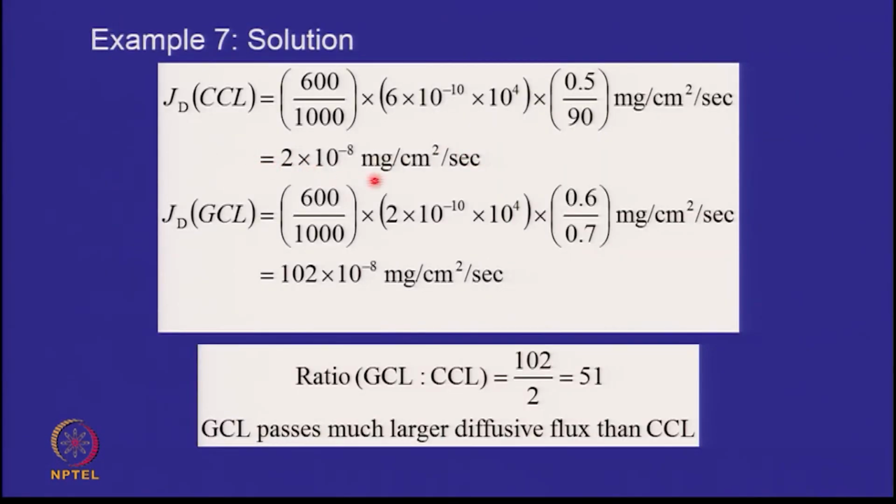So can somebody confirm for me this value? You've got it independently? Great. So this is 2 into 10 to the power of minus 8 and GCL is 102 into 10 to the power of minus 8. Why did that happen? Because the gradient is over here, this drops over 90 centimeters, concentration gradient. Here the concentration gradient drops over 0.7 centimeters. So the concentration gradient is high, just like the hydraulic gradient was high.